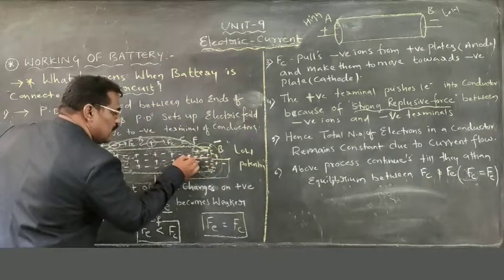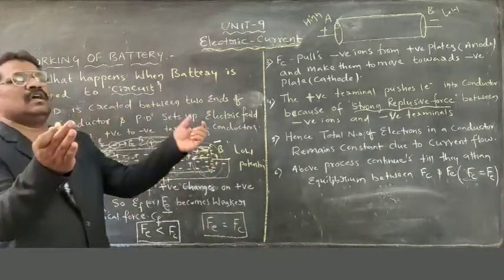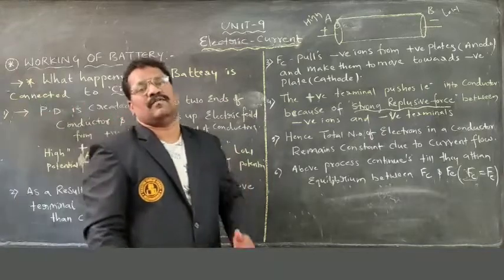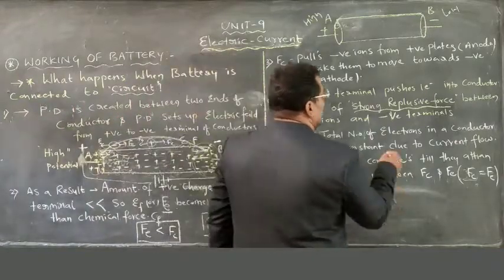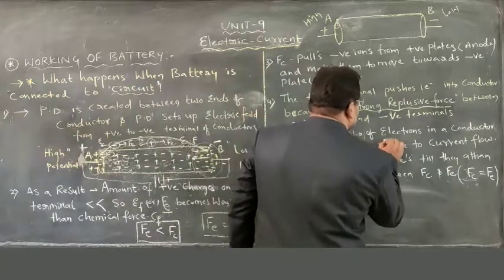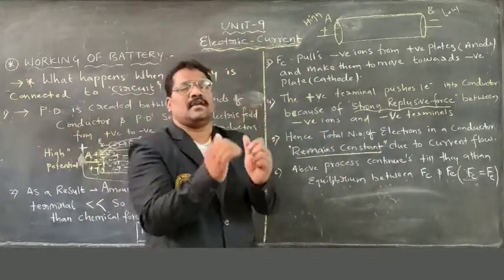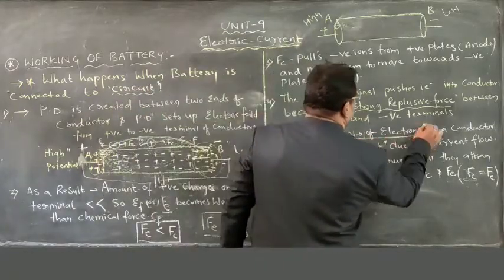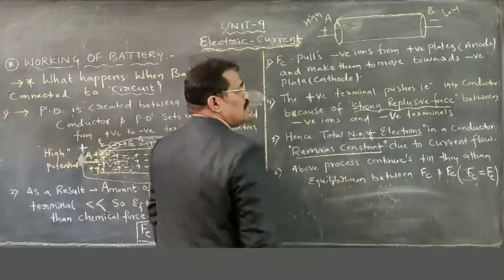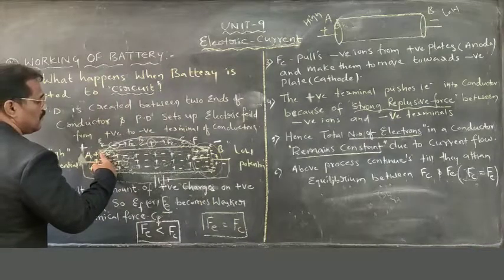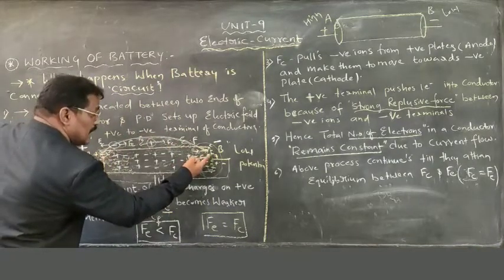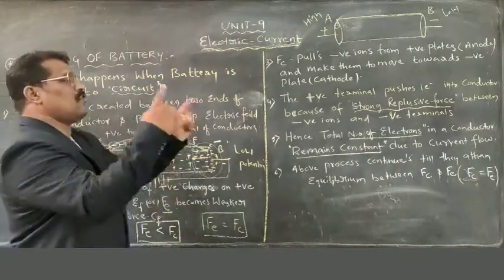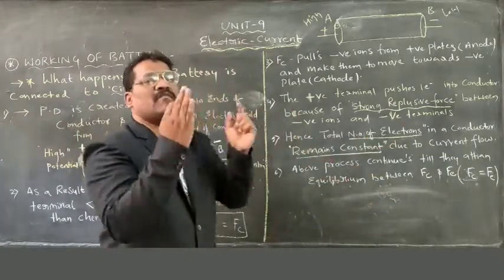One negative ion has entered the conductor, so there is equal force. The electric force is equalized to the chemical force. Based on that condition, the number of electrons in the conductor remains constant. Equal force means the chemical force is equal to the electrical force. Then the total number of electrons in the conductor remains constant, because one ion is taken to the negative electrode, and again from the negative plate one negative ion enters the conductor. Equally, the total number of electrons in the conductor remains the same.